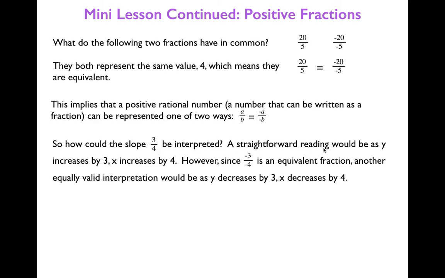A straightforward reading would be as y increases by 3, x increases by 4. And this is the way you should normally think about a slope, or the slope 3/4. However, since negative 3 over negative 4 is an equivalent fraction, another equally valid interpretation would be as y decreases by 3, x decreases by 4. These different ways of interpreting fractions become very, very useful when you're trying to graph linear functions.